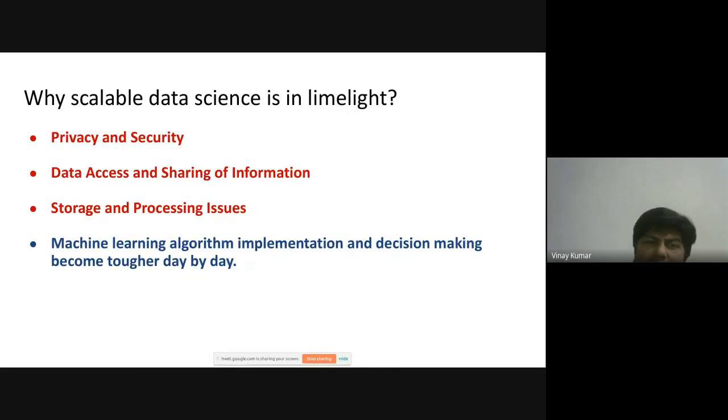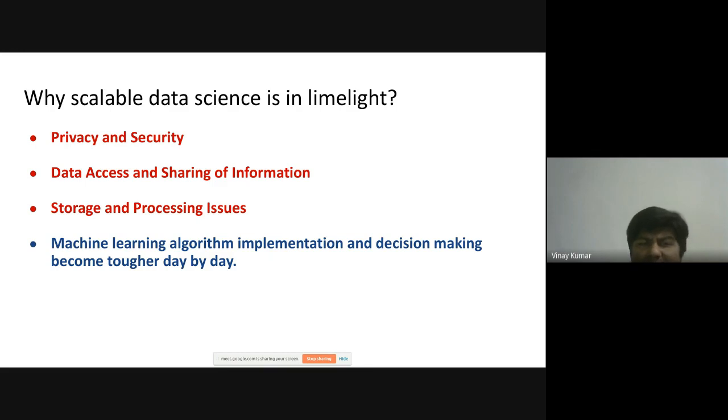So why is scalable data science in the limelight, using machine learning? Okay, the first one is privacy and security. The most important issues with big data include conceptual, technical, as well as legal significance. The professional information of a person, when combined with external large data sets, leads to the inference of a new private fact about that person.